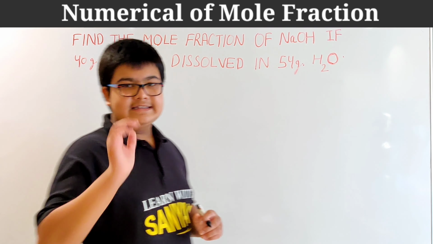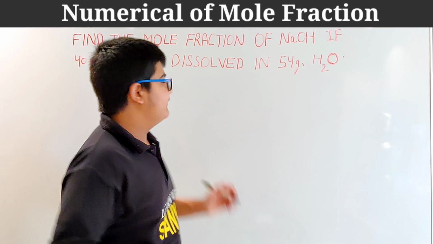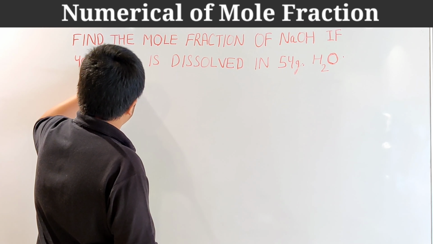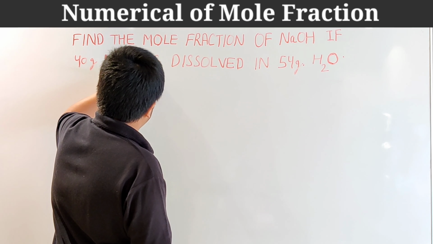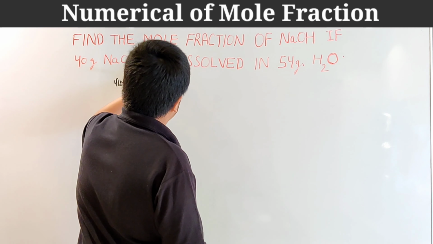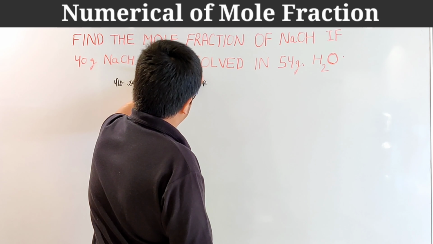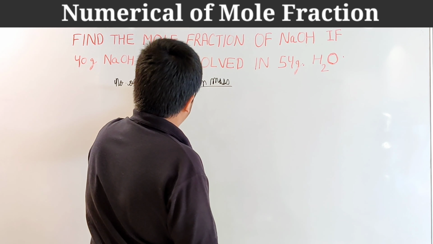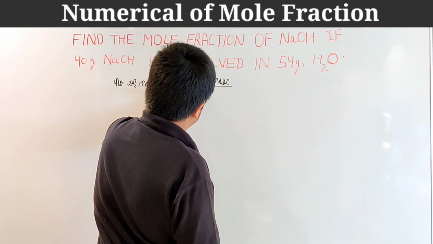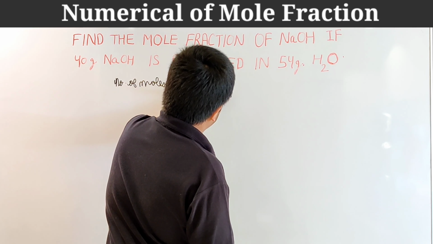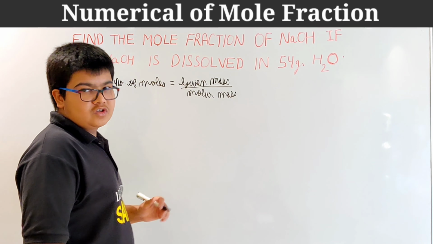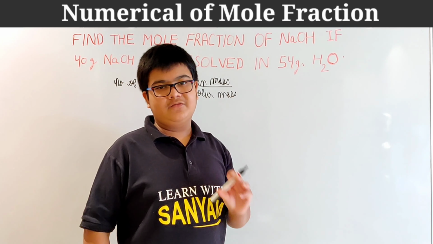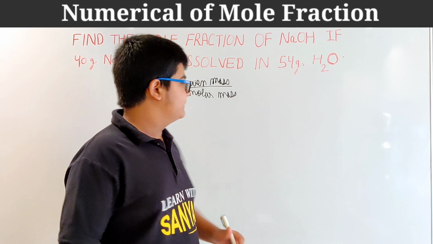As I have told you in the mole concept video, the formula for number of moles is: number of moles equal to given mass upon molar mass. So using this formula, we can easily calculate the number of moles of NaOH and H2O, and then we will put them in the mole fraction formula and we will get the answer.